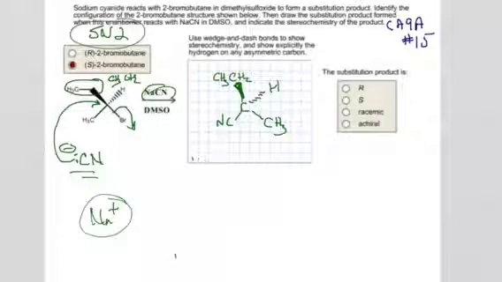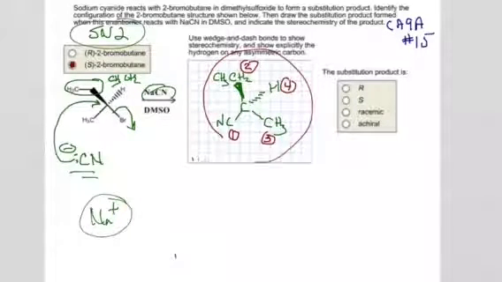And if we go around, we know that the CN is going to be priority 1, the ethyl group is going to be priority 2, the methyl group is going to be priority 3, and the hydrogen is going to be priority 4. The hydrogen's oriented to the back just like it was in the starting material, so it's easy to see that that is clockwise, and therefore the substitution product is R. And recall, for SN2 we would expect to have inversion of configuration.